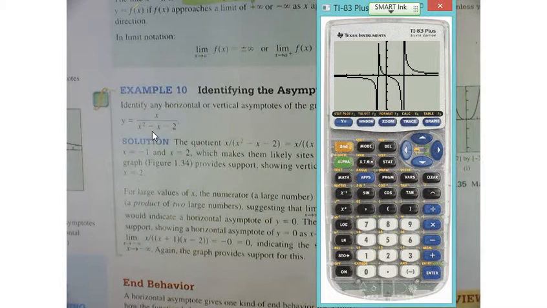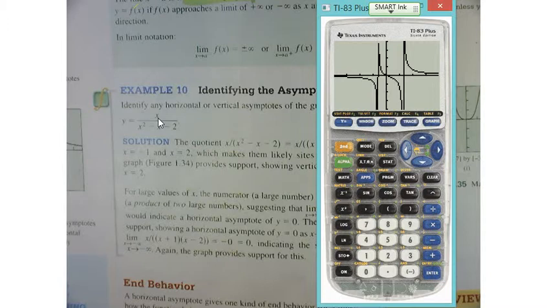There's also a horizontal asymptote at 0 because the denominator is a second degree polynomial, and the top is a first degree polynomial. So as we approach positive infinity, which one gets bigger quicker? The denominator or the numerator? Well, let's talk about that. So, here's what we need to do.